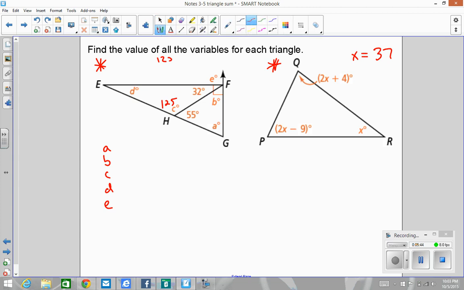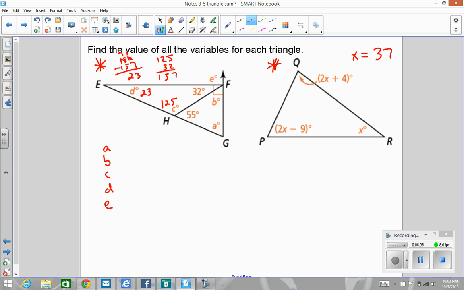I got that 125 plus 32. That's 157. We know a triangle adds up to be 180. So 180 minus 157, and so we get 23 there. So this is 23.